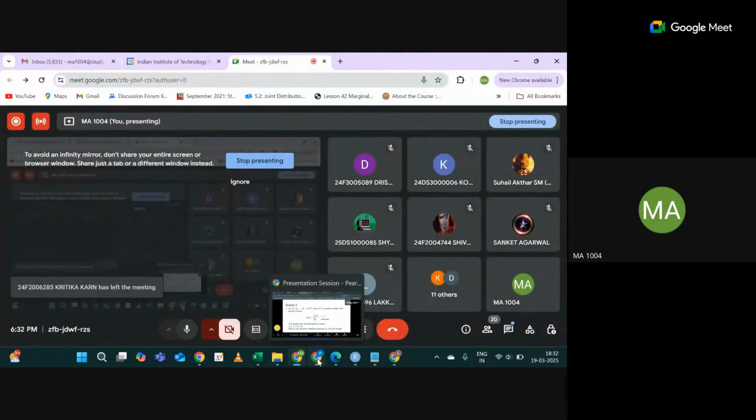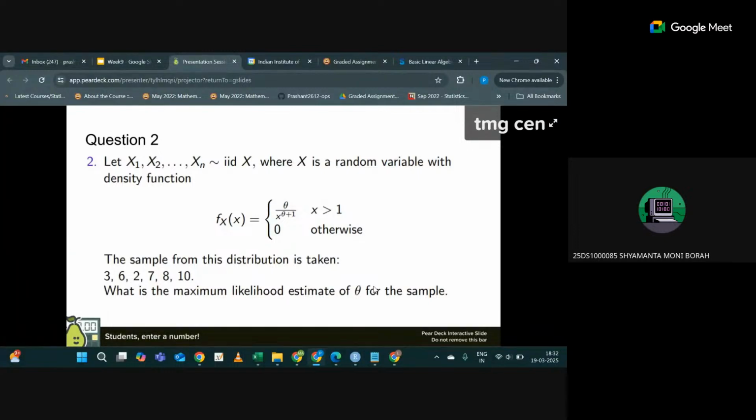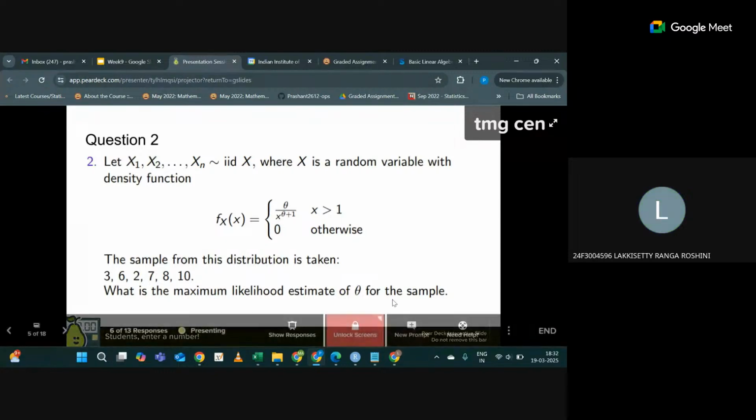Do you need extra time? Unable to solve, sir. What about others? Solved, but don't know if the answer is right. Is there anybody who needs extra time, or should we proceed? You can proceed.